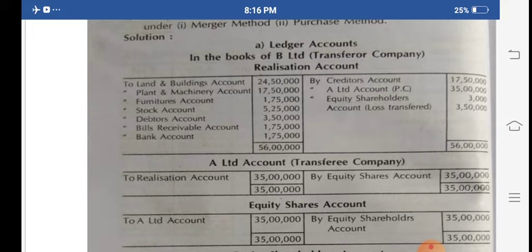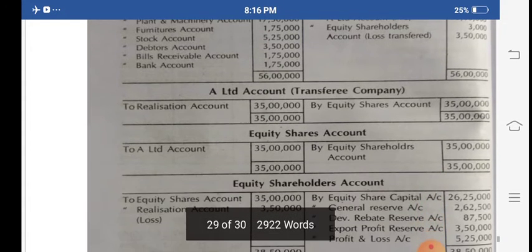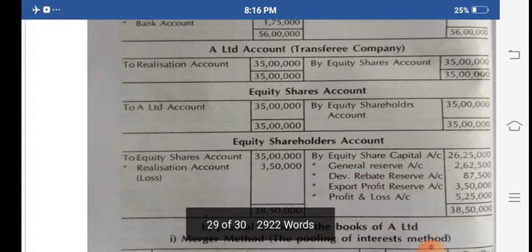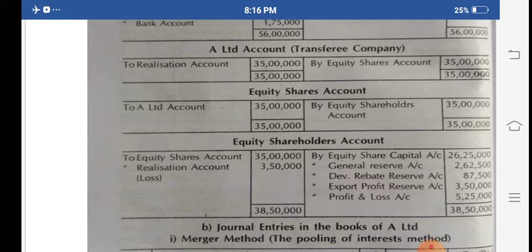Okay, so it is the ascertained amount. As well as it's prepared, the A Limited account, which is the transfer account. In the credit side, by equity shares account is 35 lakh, it is related to the purchase consideration. Okay, so again you have to pass it as to realization account, on the debit side rupees 35 lakh. Okay, like this we have to prepare.